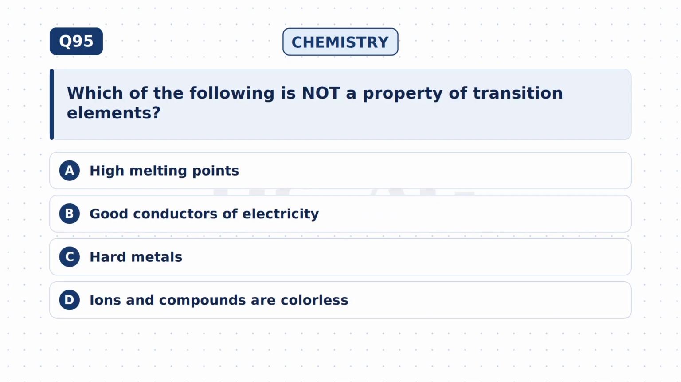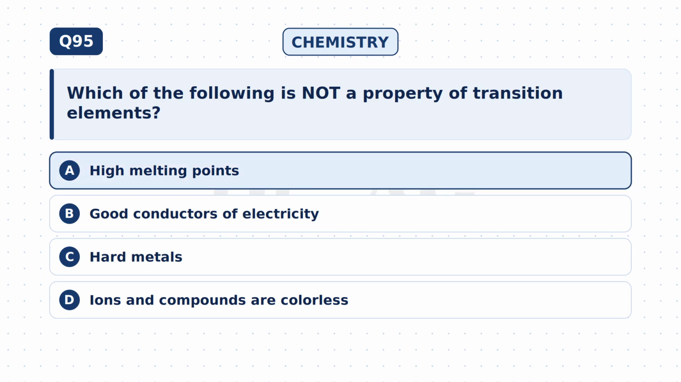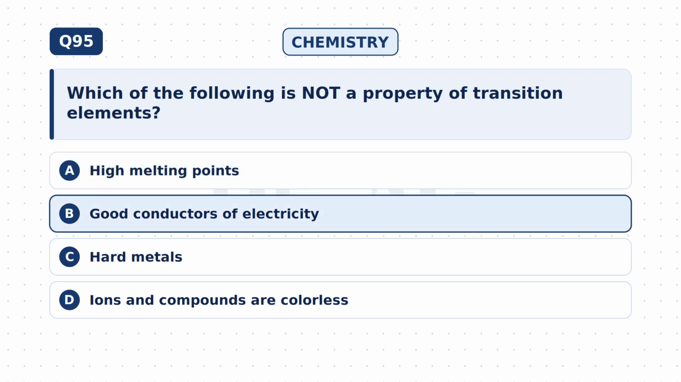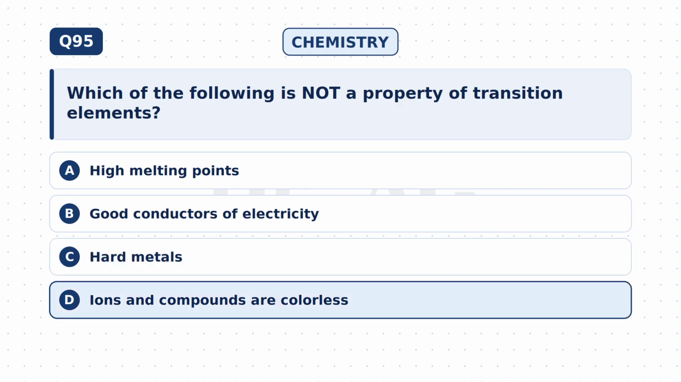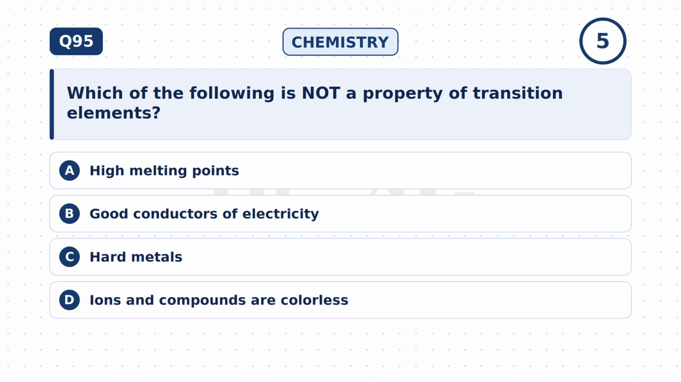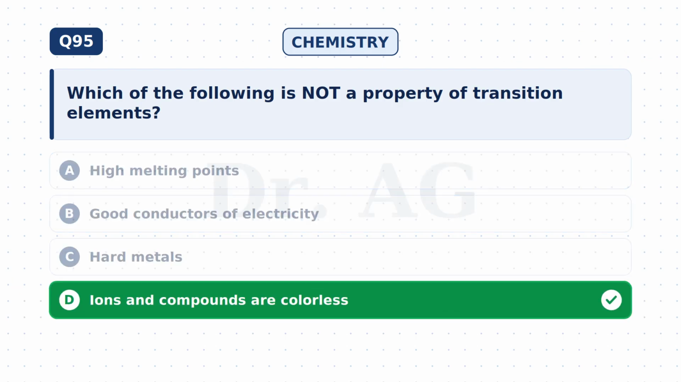Question 95. Which of the following is not a property of transition elements? Option A, high melting points. Option B, good conductors of electricity. Option C, hard metals. Option D, ions and compounds are colorless. The correct answer is D, ions and compounds are colorless.